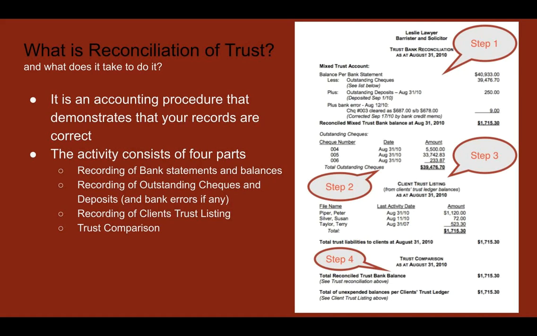So it is step number 1, as you see here, the reconciliation for trust has been divided into 4 parts. Step 1 being recording the bank balance as per the bank statement. Your financial institution provides you either with the physical copy of the bank statement, or if you've signed up for a paperless bank statement, you probably have to log in online and download the e-statement.